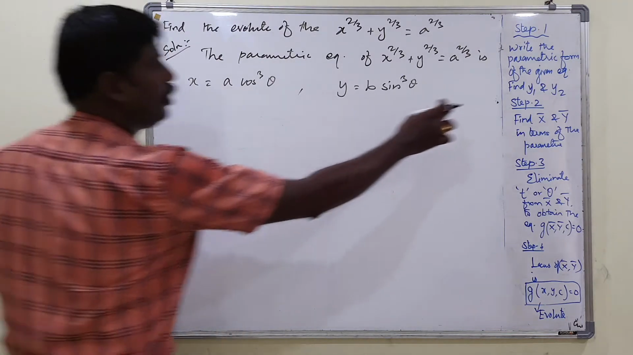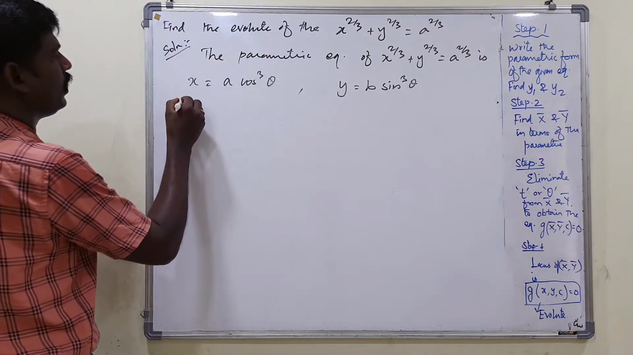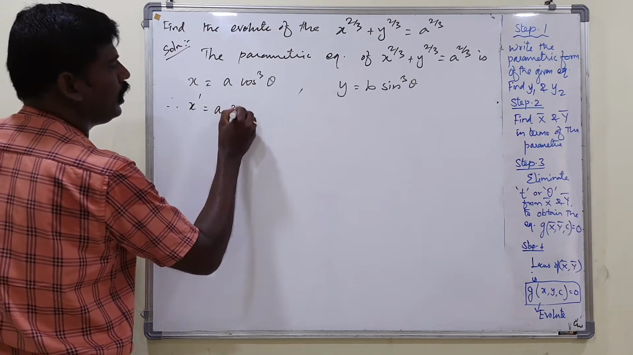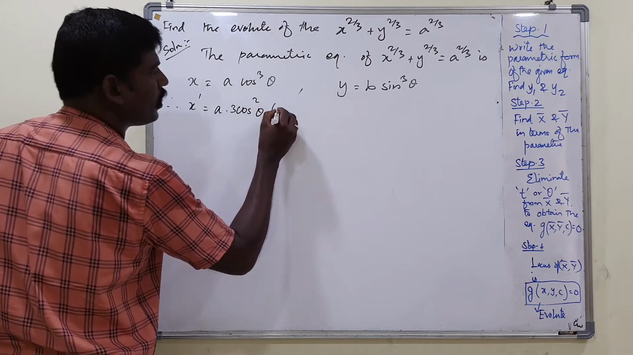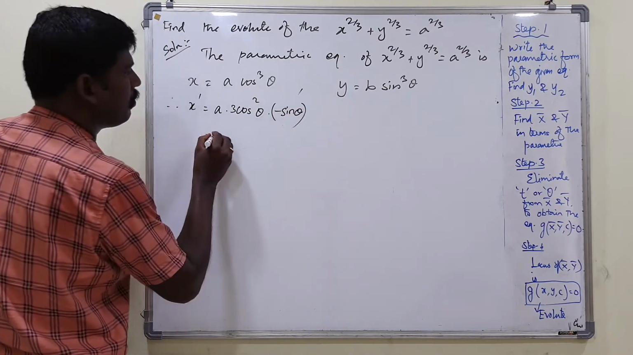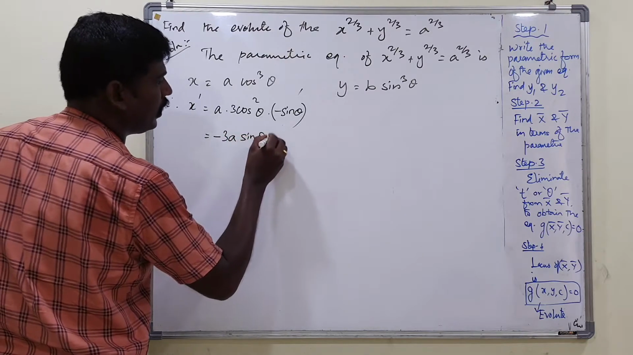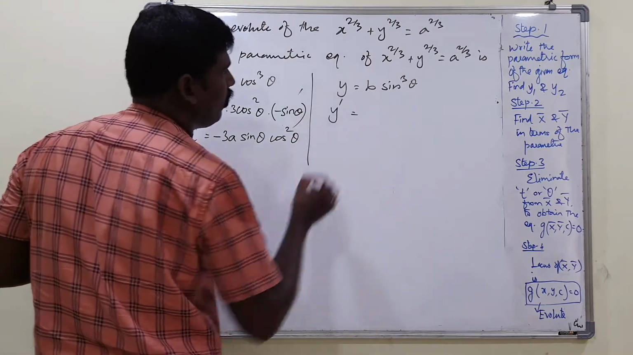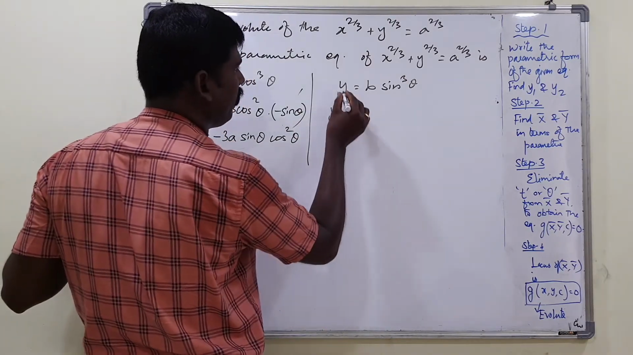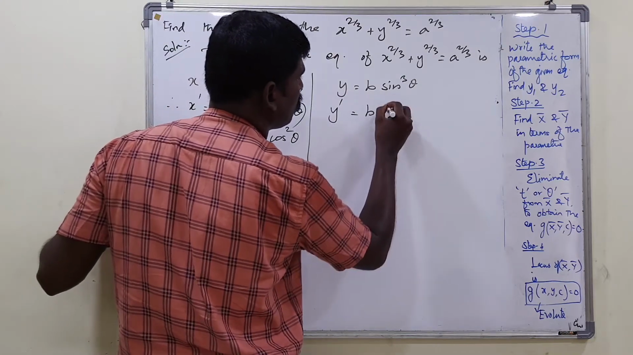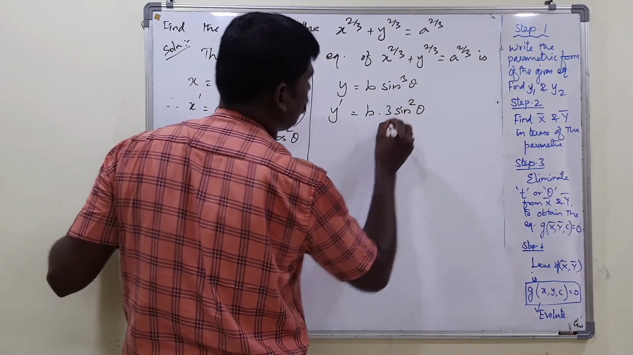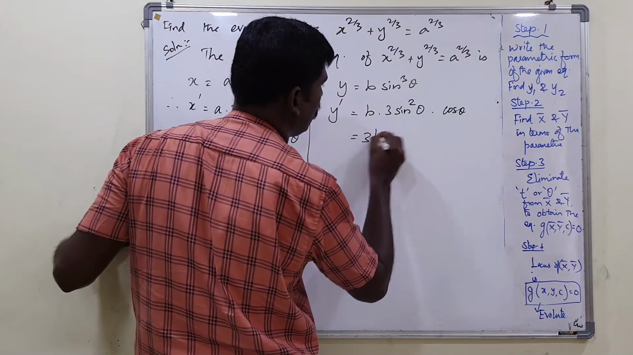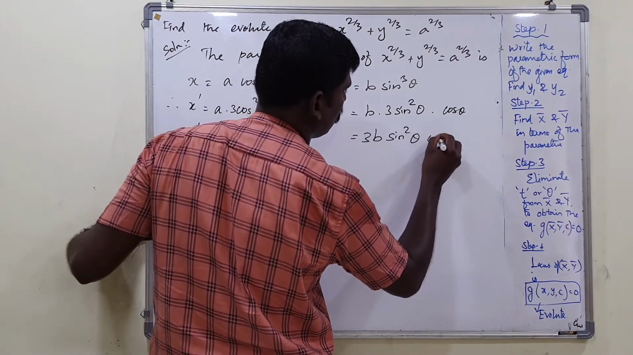Right. So I am going to find y1 and y2 by taking derivative with respect to theta. Therefore, what is x dash? a into differential with respect to theta. So 3 cos square theta into what is the derivative of cos theta? Minus sin theta. I write it as minus 3a sin theta cos square theta. This is the value of x dash. Taking derivative with respect to theta, y dash is b into 3 sin square theta into the derivative of sin theta, which is cos theta. So that can be written as 3b sin square theta cos theta.